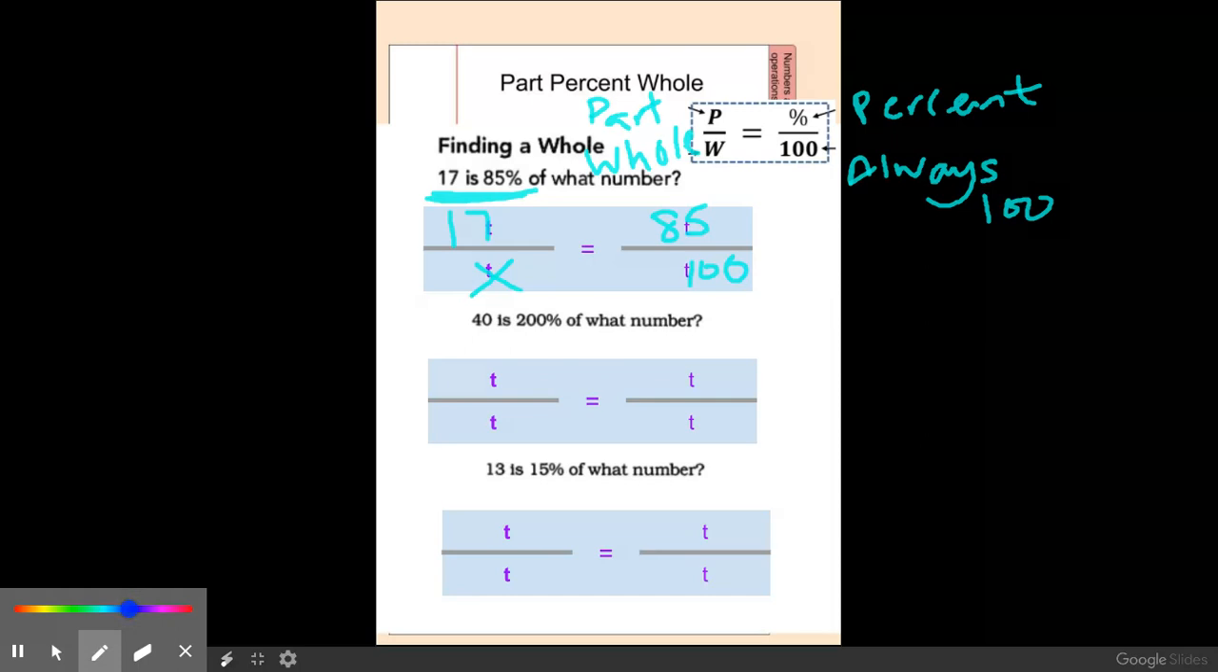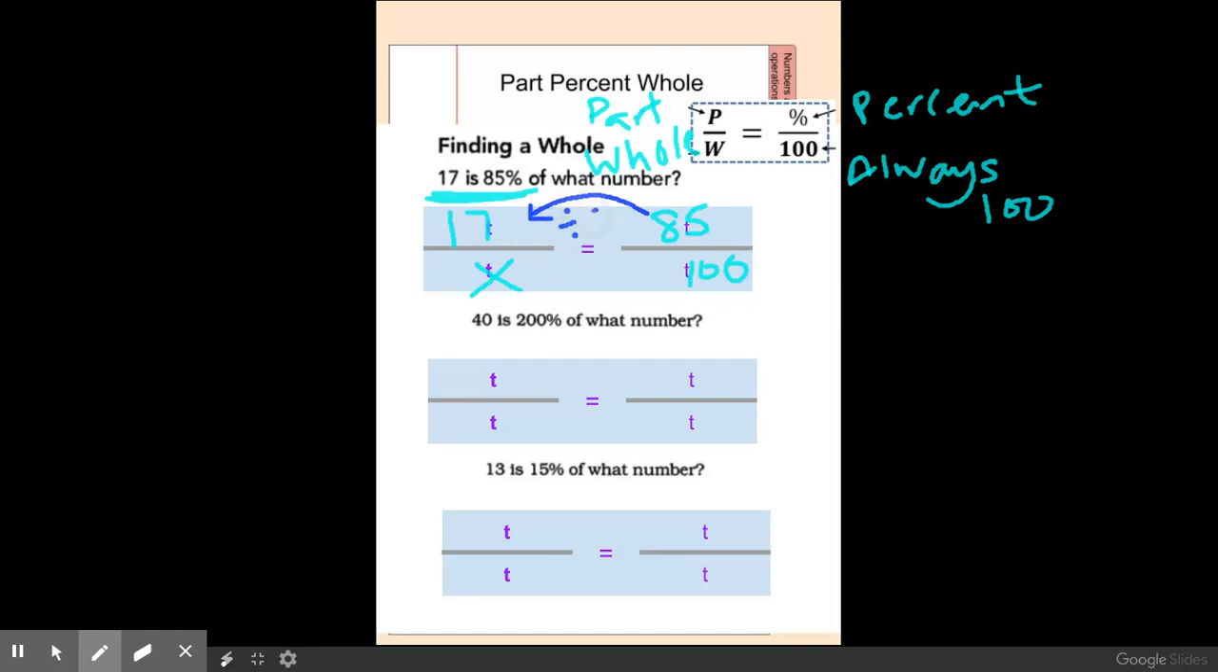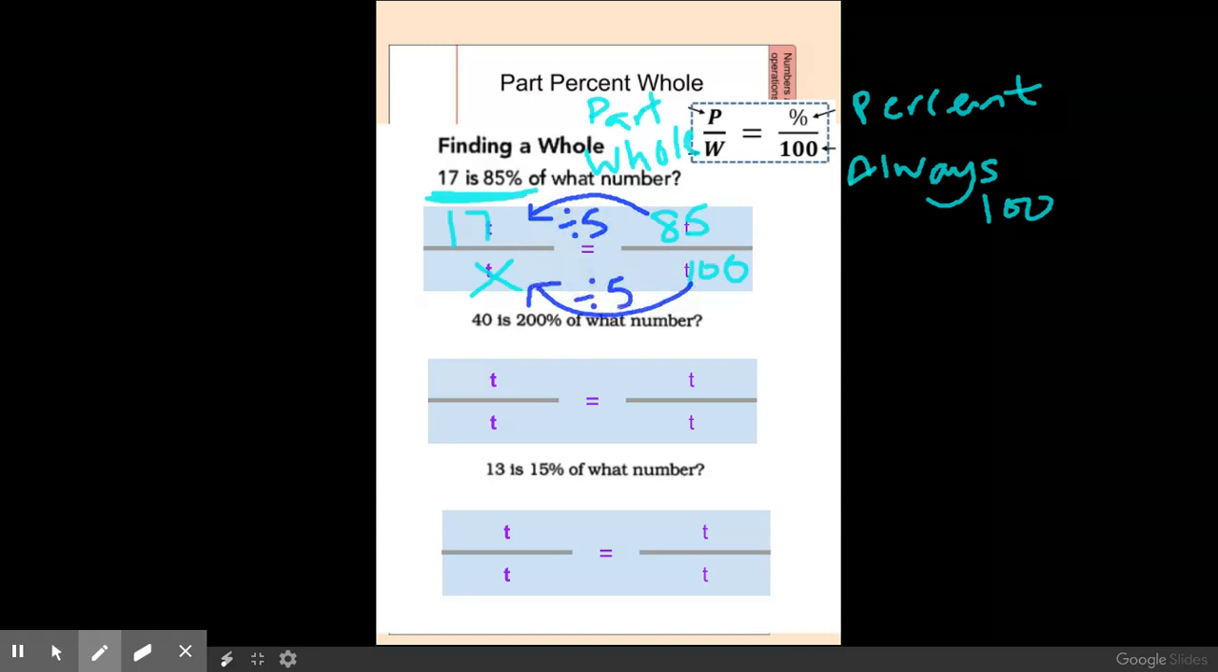So to get from 85 to 17, one relationship is that you can divide by 5. So we're going to take 100 divided by 5. And 100 divided by 5 is 20. So 17 is 85% of 20.